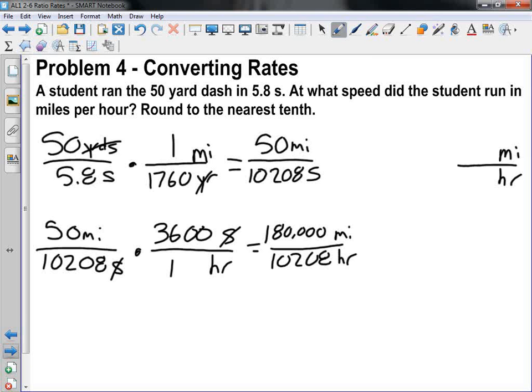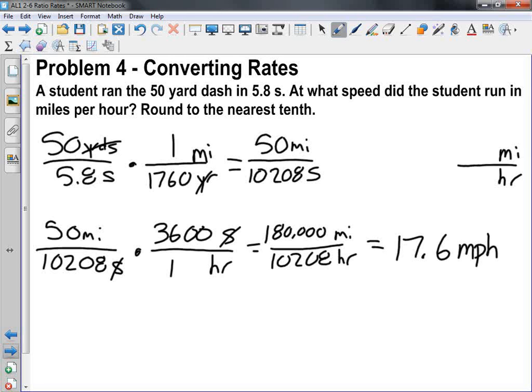But is that the way I talk about speed? No, we like them in what type of unit rate? So what am I going to do to these numbers? Divide the top by the bottom. Somebody with a calculator do that. And over here I'm going to say miles per hour. Equals 17.6 miles per hour. Do you guys think that's good? You guys think you can beat that? No, it's 18 miles per hour.